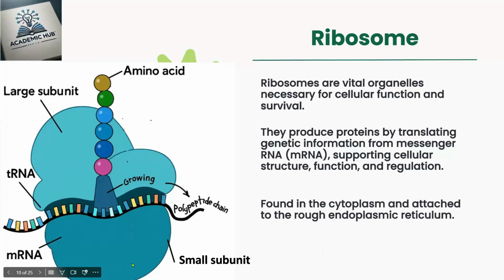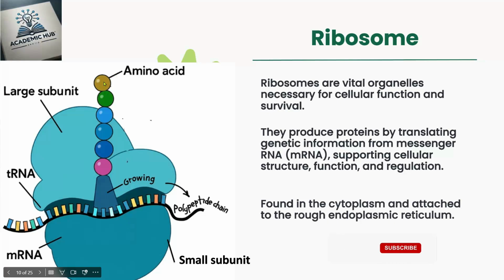So this is the structure of the ribosome. A ribosome is mainly made up of two units. This is the large unit and this is the small unit. The whole process of protein synthesis depends on these two subunits, the larger subunit and the smaller subunit.